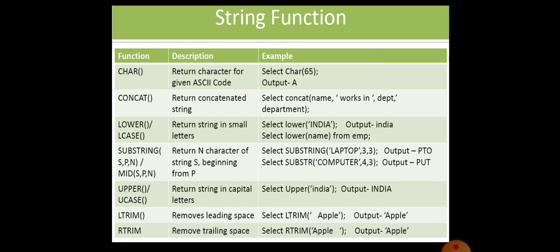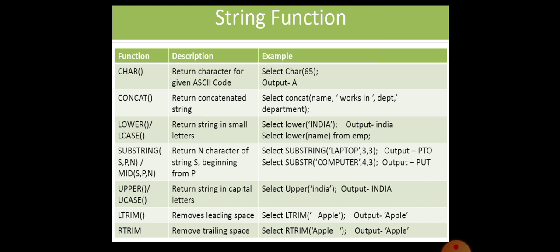LTRIM, that means left trim. What is the general meaning of trim? Reducing, right? Here what will the SQL compiler reduce? The space it will reduce. So the leading space and the trailing space reduction is done by trim. LTRIM means it will remove the leading space. So if you give apple with some space before apple, you will get the output as apple without any space.